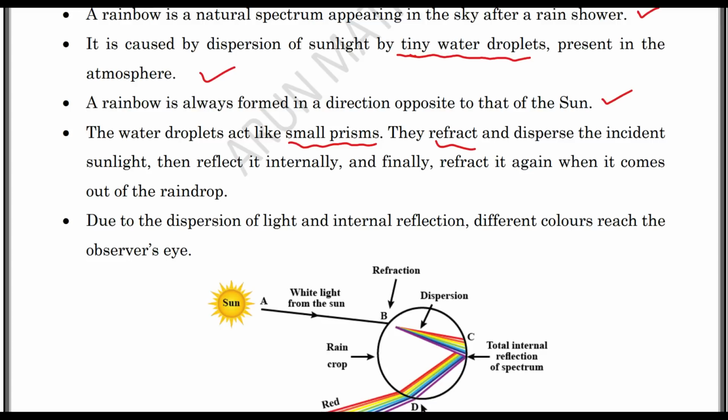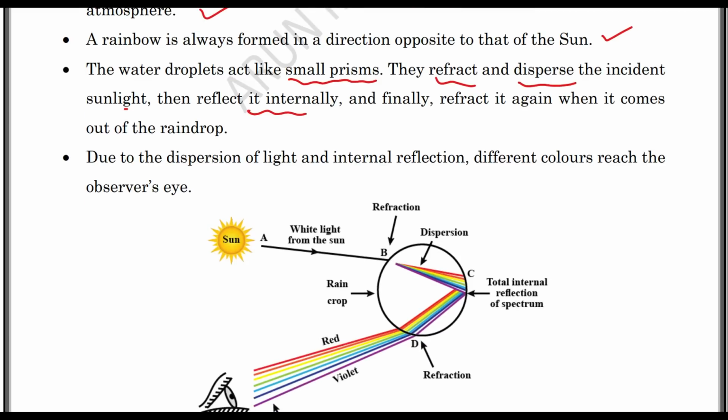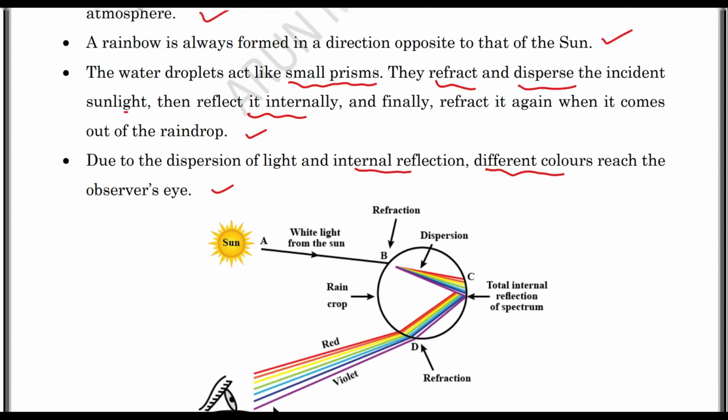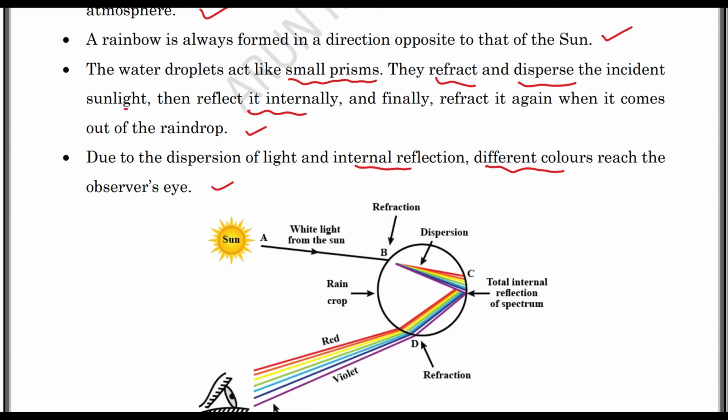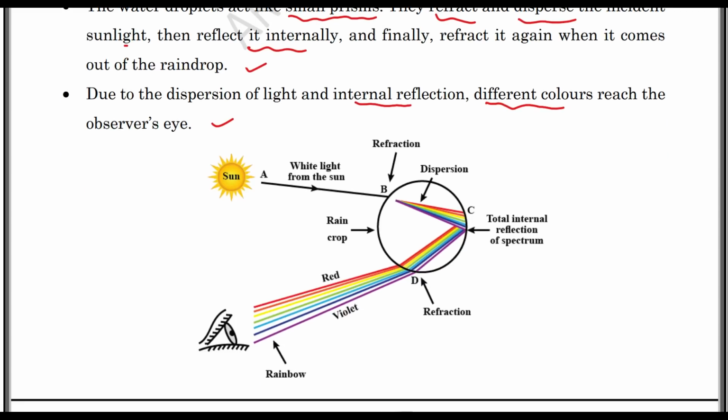They refract and disperse the incident sunlight, then reflect it internally, and finally refract it again when it comes out of the raindrop. Due to dispersion of light and internal reflection, different colors reach the observer's eyes. These tiny water droplets act as what? Prisms. What is the function of a prism? It splits the white light into its constituent colors, that is, into 7 colors. You can see the picture.